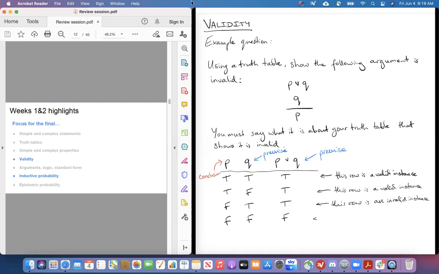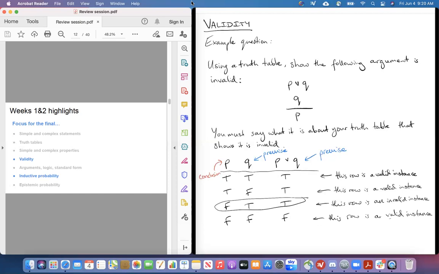For completion, let's just have a look at the bottom row. Is it the case there that all of the premises are true and the conclusion false? No, it's not. In the bottom row, both of the premises are false. So it's not the case that both premises are true. So it can't be the case that both premises are true and the conclusion is false. So this row is a valid instance, but we've got one invalid instance in there. It's this row that's throwing everything off.